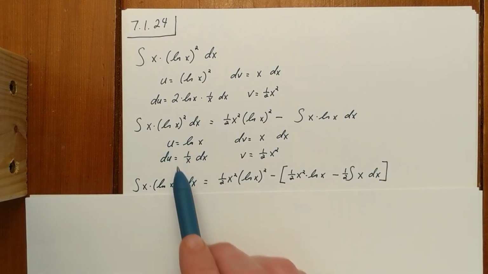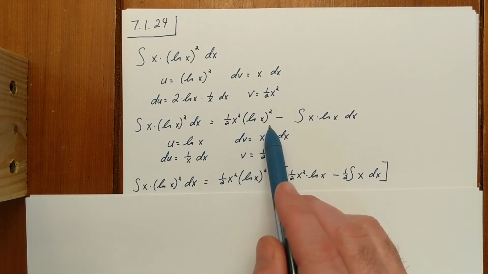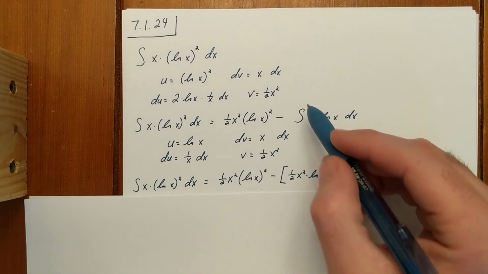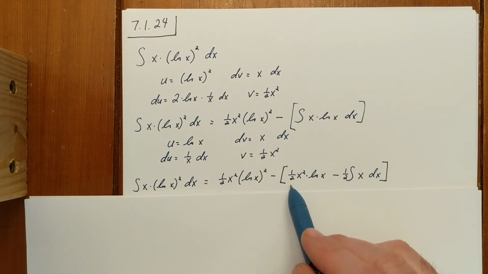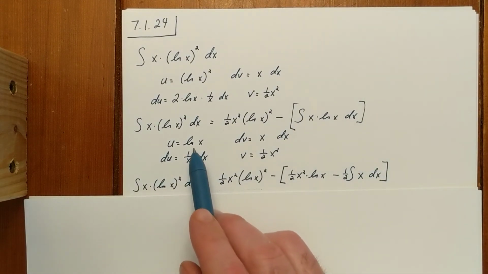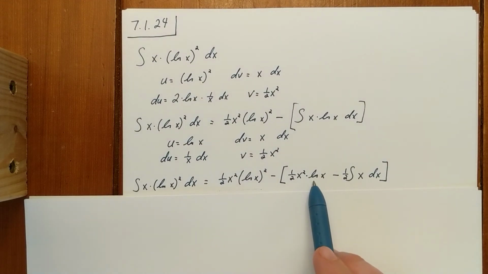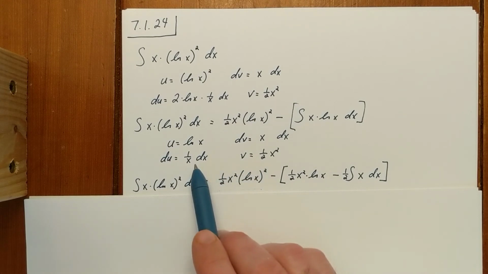So the original integral from up above is equal to the original u times v term right here, that gets repeated, and then minus the following integral right here. So minus, here we go, this integral is now the new u times v, so that's a 1/2 x squared natural log of x, minus the integral of v times du.